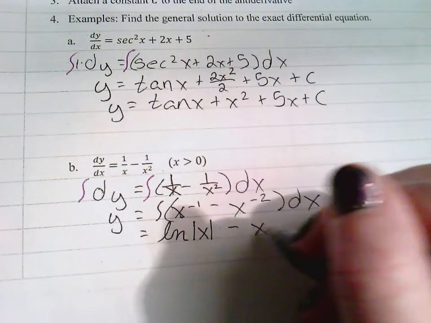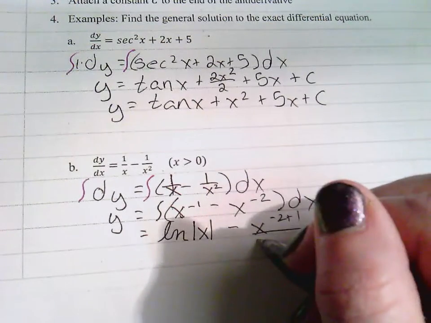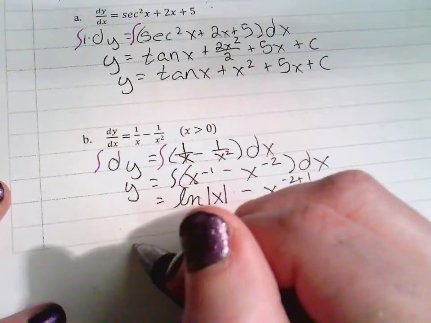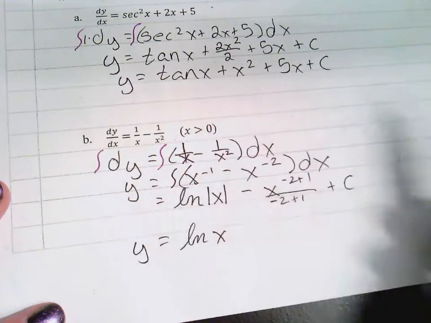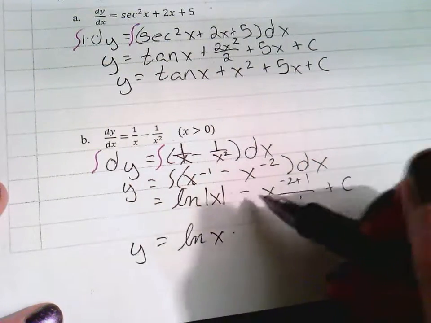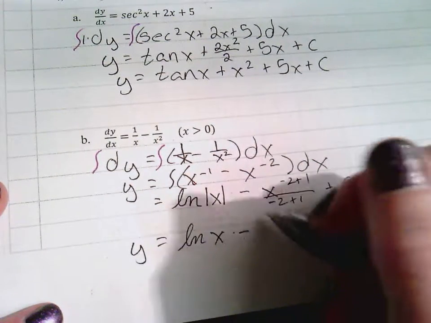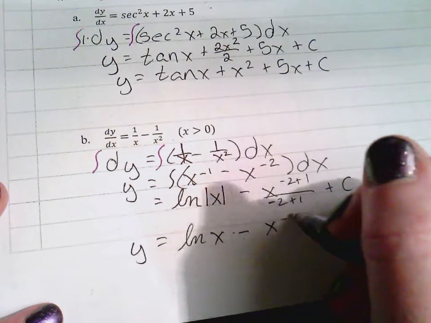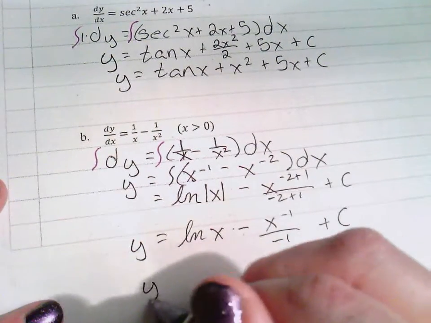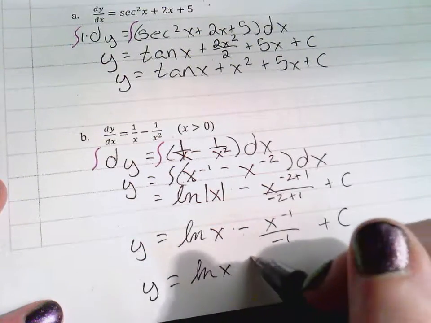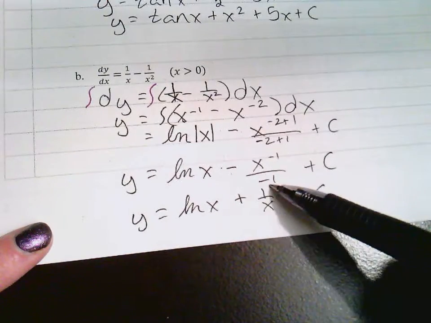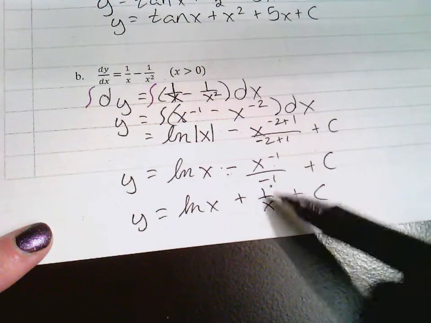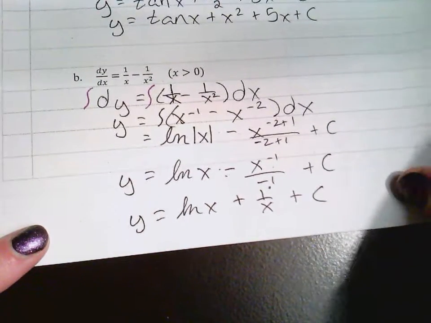Minus x to the negative 2 plus 1 over negative 2 plus 1, plus c. So you get y equals ln of x, with x greater than 0 because of this right here, minus x to the negative 1 over negative 1. So you get y equals ln of x plus 1 over x plus c. Okay? Negative times negative is a positive. X to the negative 1 is 1 over x. Try to keep positive exponents where you can.